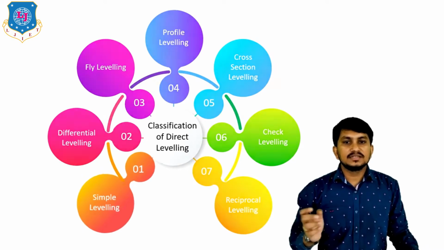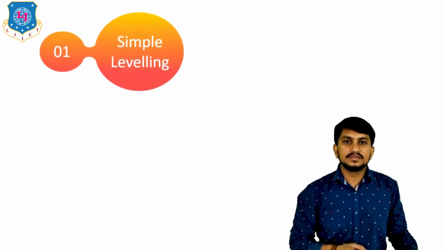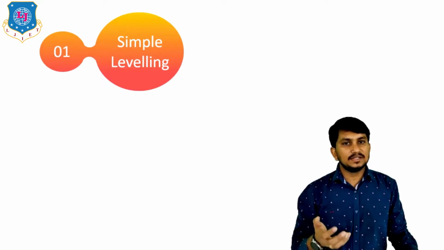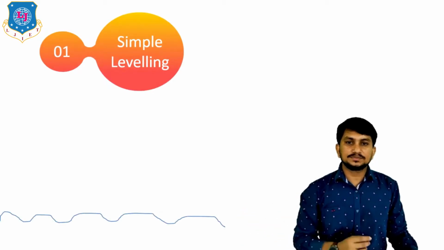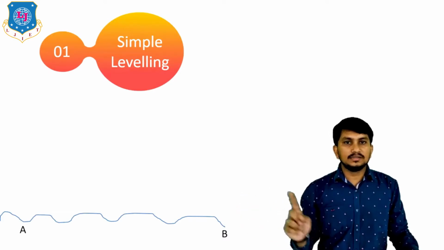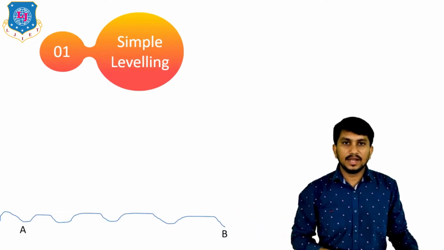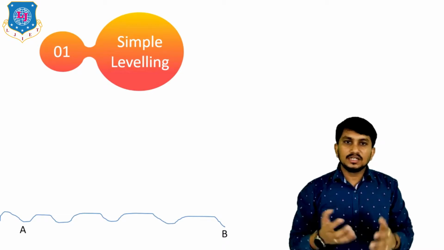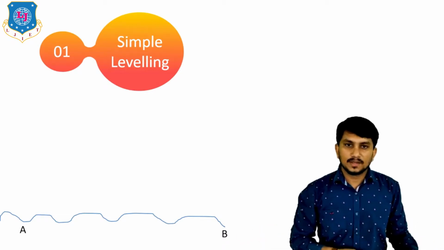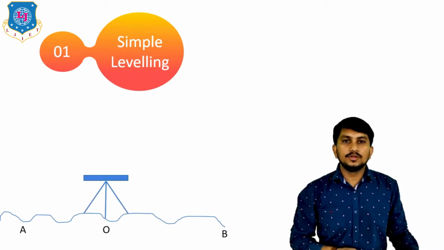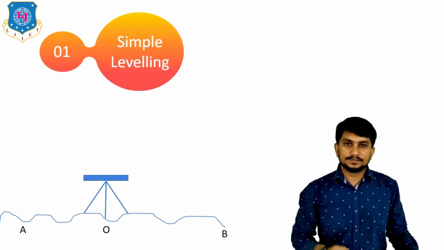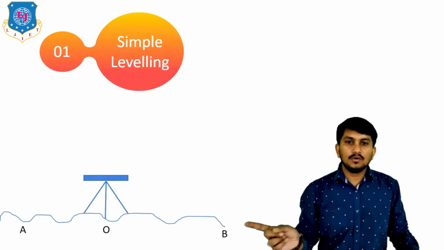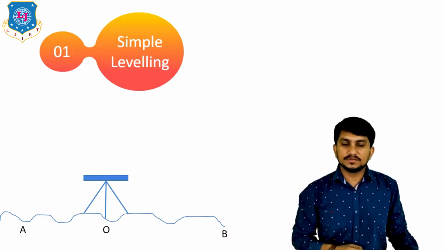Let's start with simple leveling. So what is simple leveling? We will understand by this figure. Suppose there is an uneven ground. We will take 2 points on this uneven ground, and our goal is to find out the level difference between these 2 points. For that, we have to set up a dumpy level in between these 2 points. Like this, O is the setup of the dumpy level.